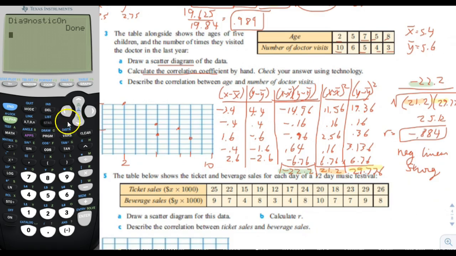And now we can go back and do the stat calc linreg again. And this time, now that we have diagnostic mode on, and notice L1 and L2 are in the X list and the Y list because that's where we put our X and Y numbers. There we go. R is negative 0.892. And they got a slightly different answer, didn't they?